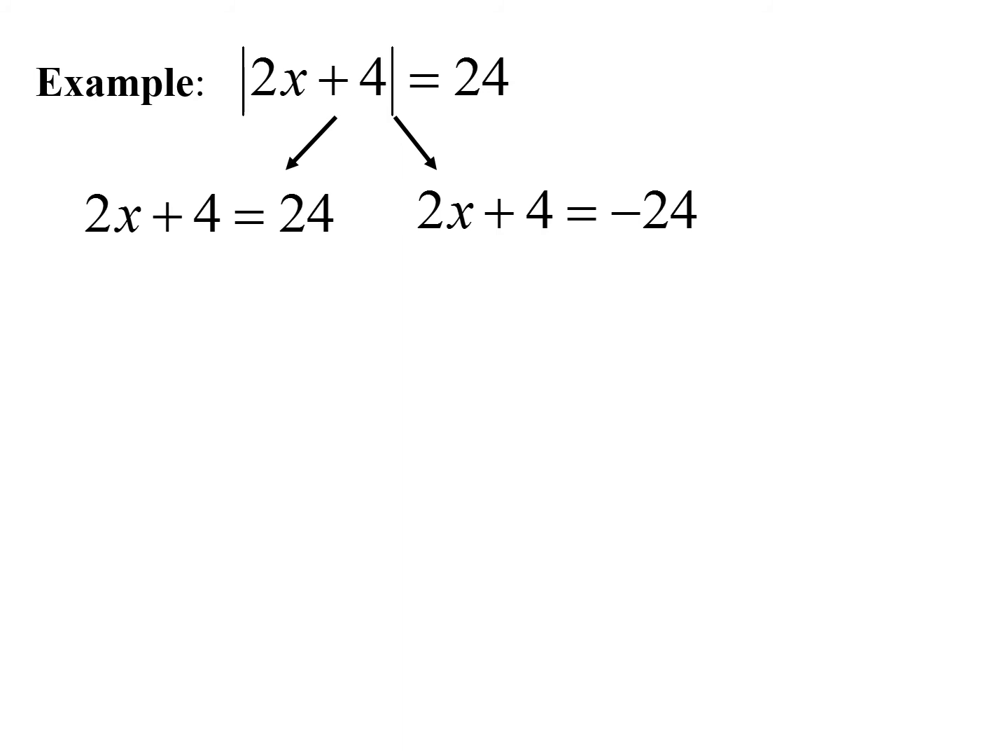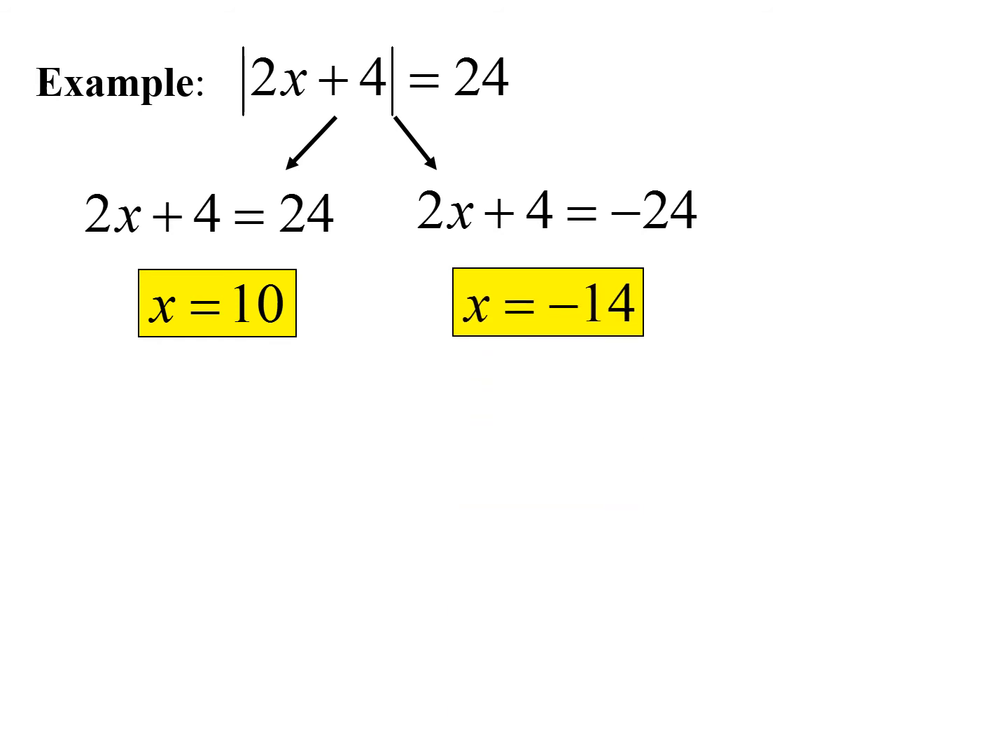So I'm going to solve each equation separately. Now, if I look at 2x plus 4 equals 24, first I'm going to subtract 4 from both sides. So I'll get 2x equals 20, divide by 2, and we get x is equal to 10. Now, if I take a look at 2x plus 4 equals -24, when I subtract 4 from both sides, I'm going to get 2x equals -28, divide by 2, and we get x is equal to -14. So I have two possibilities for x, 10 and -14.